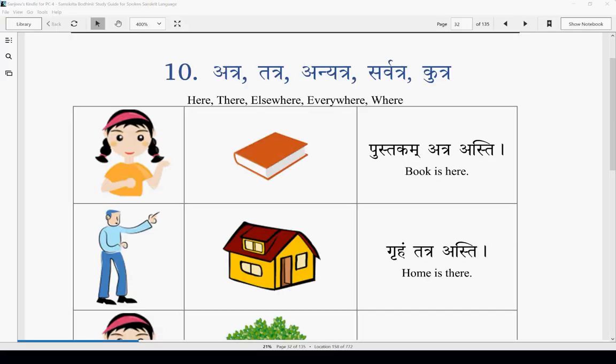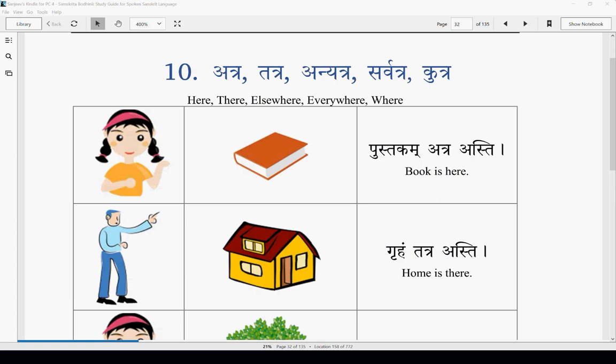So pustakam, what kind of gender has this word? Is it male? Or no, is it middle? Yeah, it is napunsakalingam, neuter. It is a neutral gender, napunsakalingam.